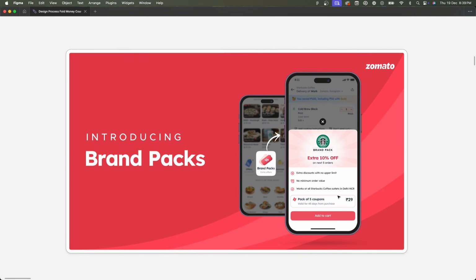Now, when they designed this feature, how did this actually start? Who decided that it should be brand packs? When was the designer involved? Let's try to understand that. Now, I obviously have no clue how they did this, but because I worked on so many different types of products and features, I have a very good educated guess of how this could have happened.